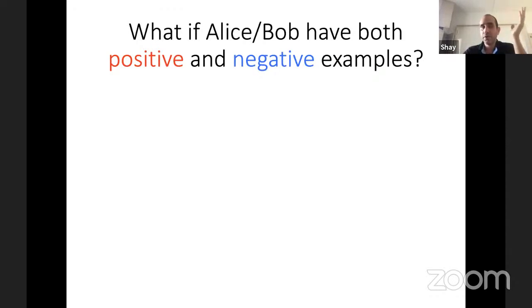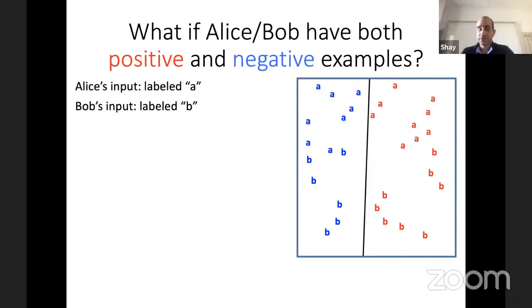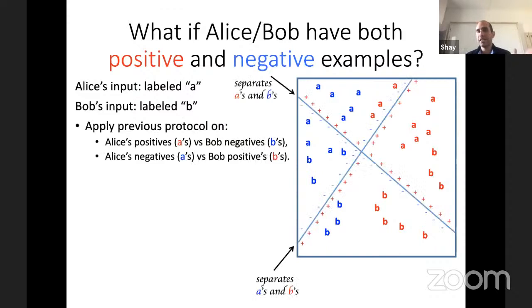What happens if they have both? This is, I think, like an exercise. It requires some meditation, but it's not too complicated. So the picture is like this. Alice's input is A. She has both red and blue points, and Bob's input is labeled B. He also has both blue and red. They use the following reduction to the previous case. They apply the previous protocol on Alice's positives versus Bob's negatives, and also on Alice's negatives versus Bob's positives.